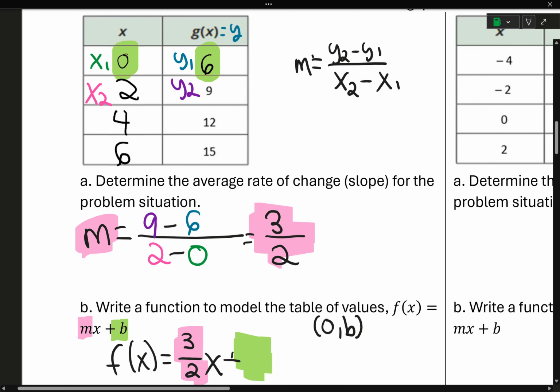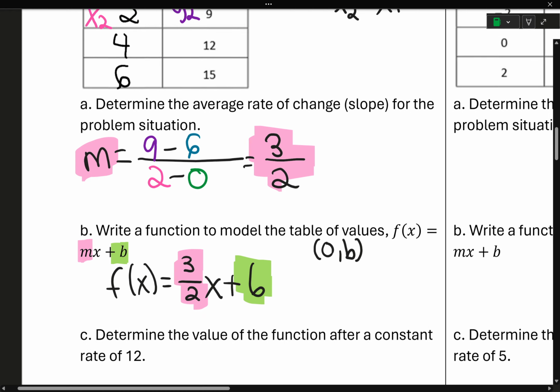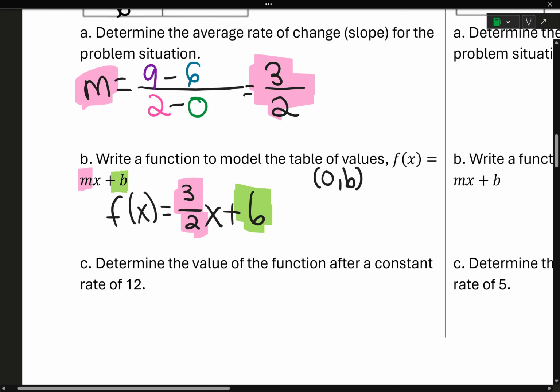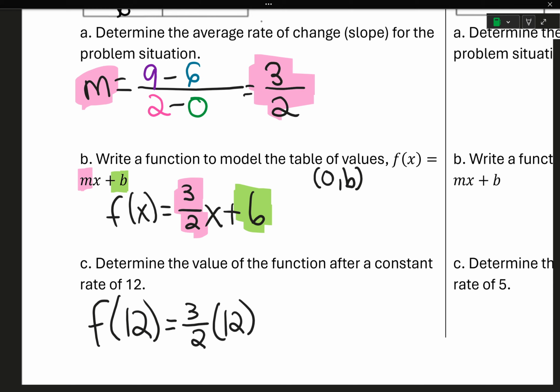Since it's positive 6 plus 6, determine the value of the function after a constant rate of 12. What that is asking us to do is to plug 12 into our function. We can only plug in numbers into letters. We cannot plug numbers into numbers. That's why when I wrote this function, I replaced the x's with 12s.